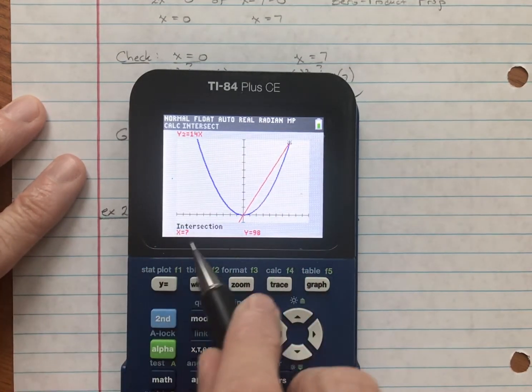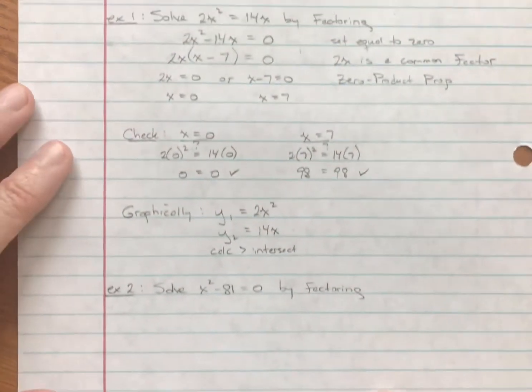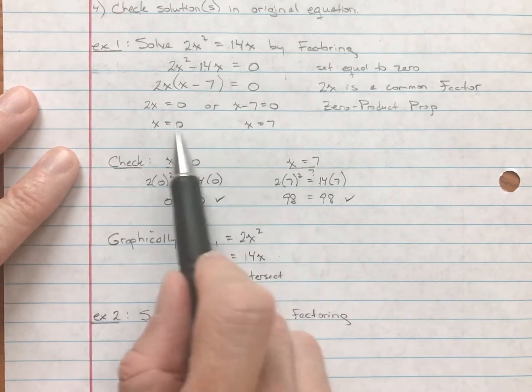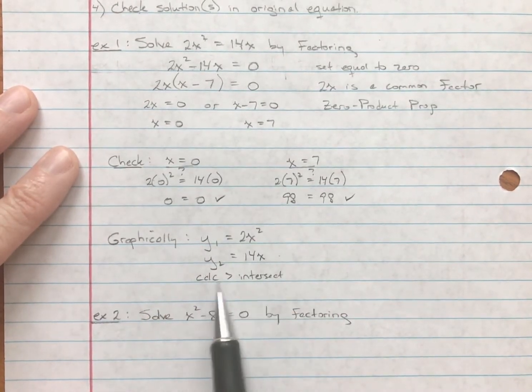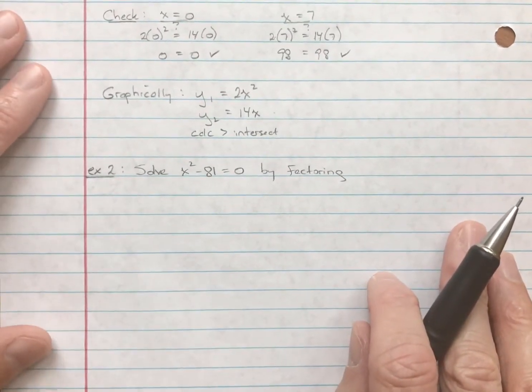So I do have 2 answers. One is 0 and one is 7. Just like I showed algebraically, when I did calc intersect, I came up with those 2 points of intersection as well.